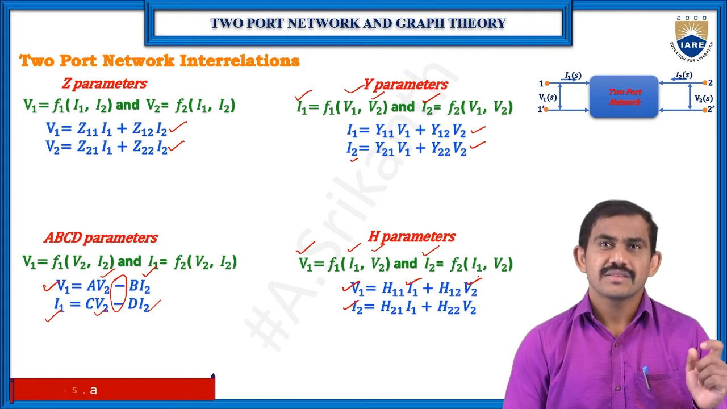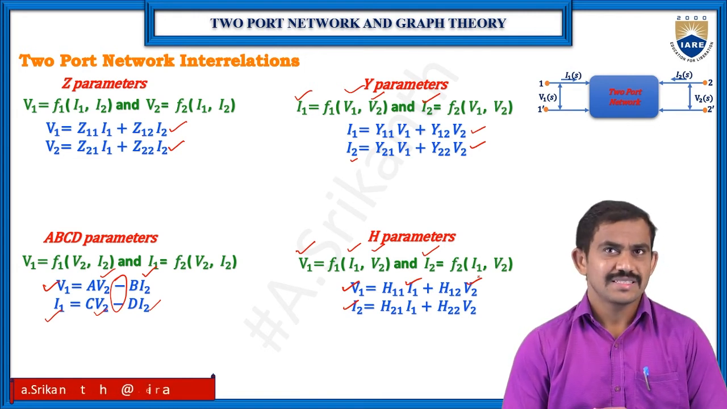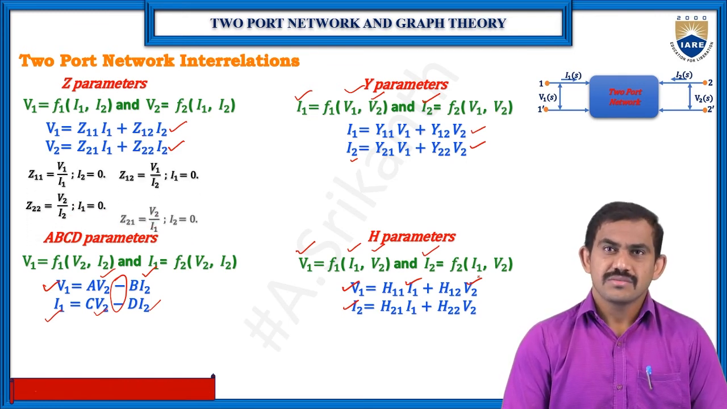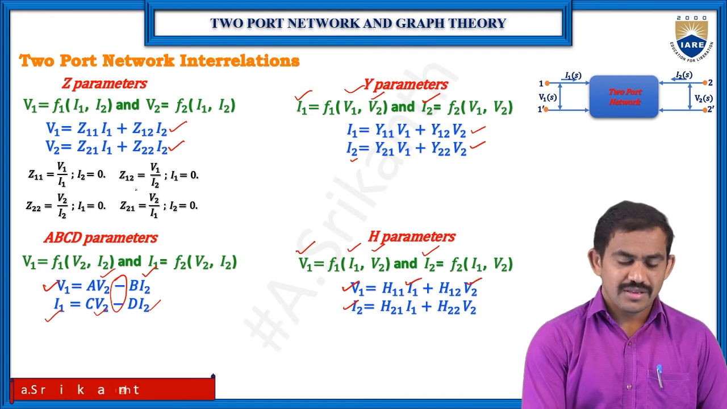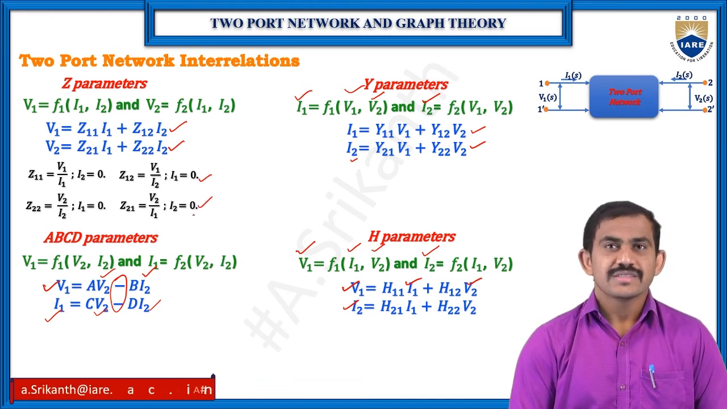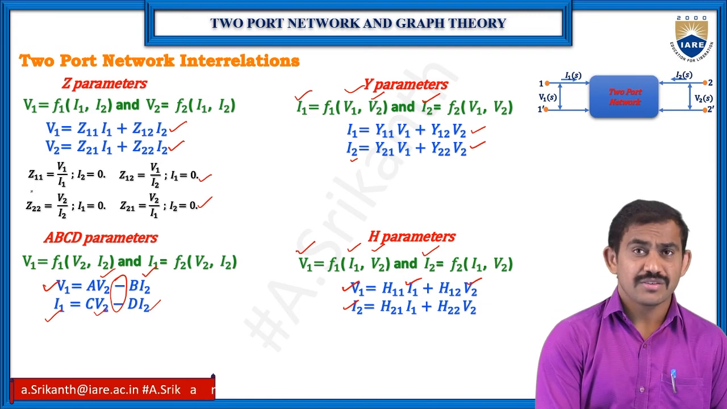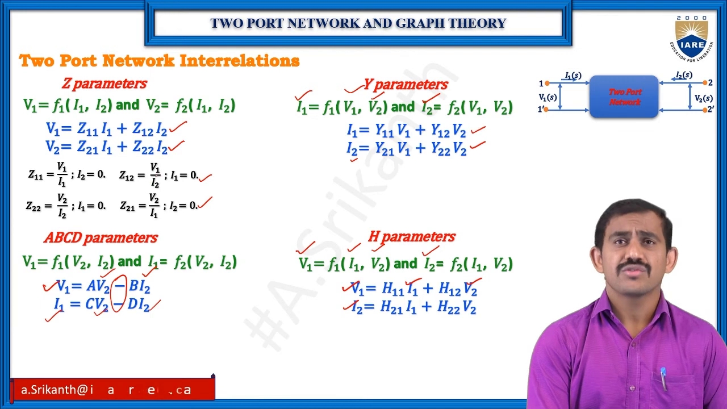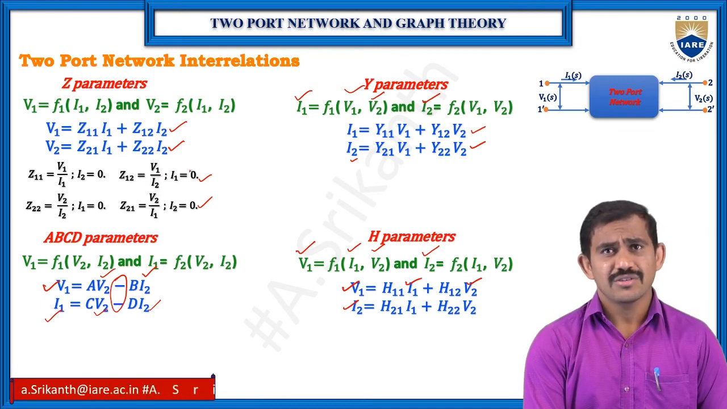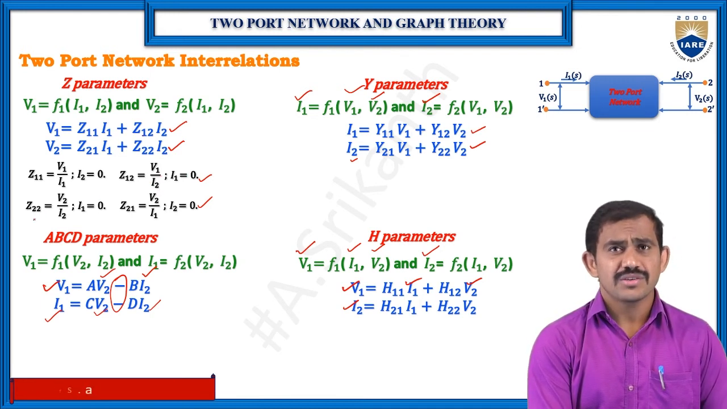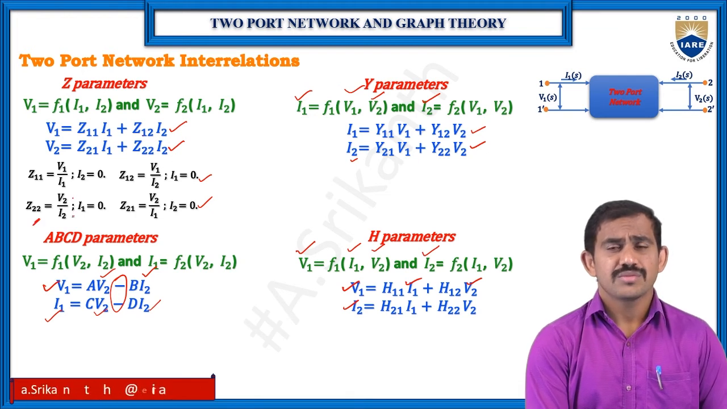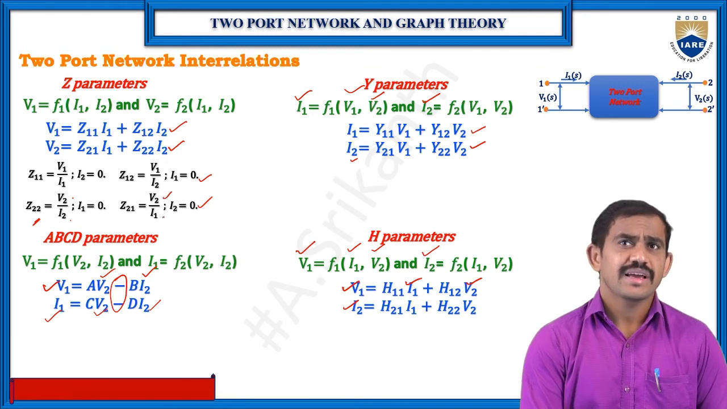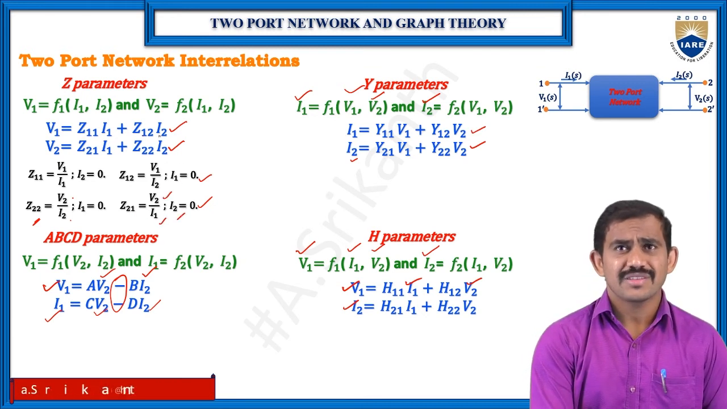Now I want the individual parameter values. Z11, Z22, Z12, Z21 are the Z impedance values. Z11 equals V1 by I1 with V2 equal to 0, Z12 equals V1 by I2 with I1 equal to 0. Coming to Z22, it is V2 by I2 with I1 equal to 0, and Z21 is V2 by I1 with I2 equal to 0. Just compare with your equation.